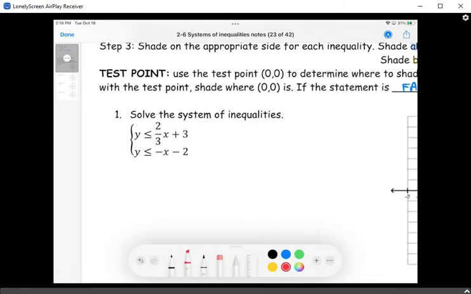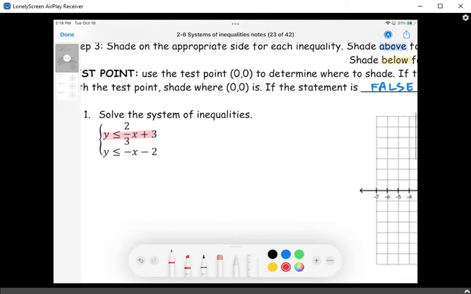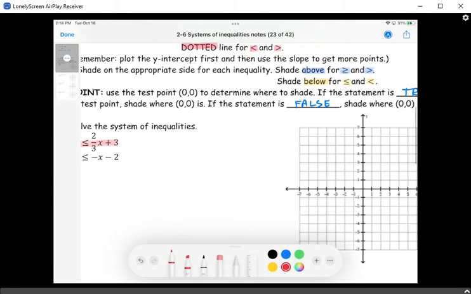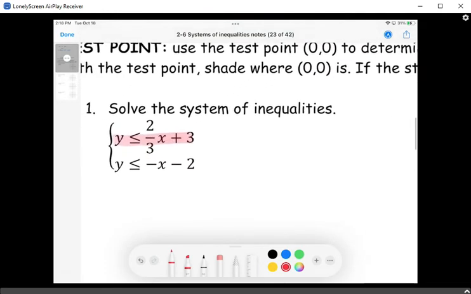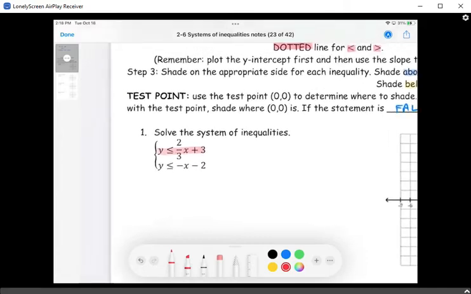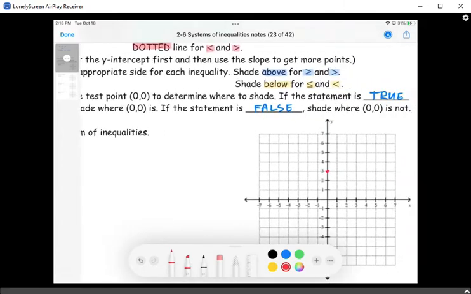On our first line, I'm going to graph this one in red. So I'm going to take that y-intercept and I'll go up 3. That's our first point. And then we're going to use the slope of 2/3 to find the rest of the points. So that means I'm going up 2 and over 3, up 2 and over 3 to get to all the rest of these points.